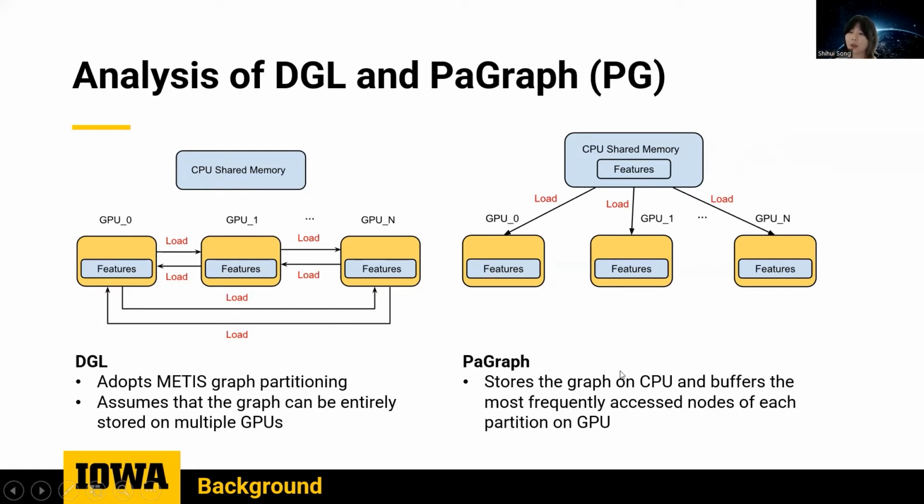PaGraph uses a heuristic partitioning method based on training nodes. For large graphs that exceed the memory capacity of GPUs, it stores the graph on CPU and buffers the most frequently accessed nodes of each partition on GPUs. And because the nodes on each GPU are the same, during training, PaGraph will load data from its local memory and CPU instead of loading data from the other GPUs.